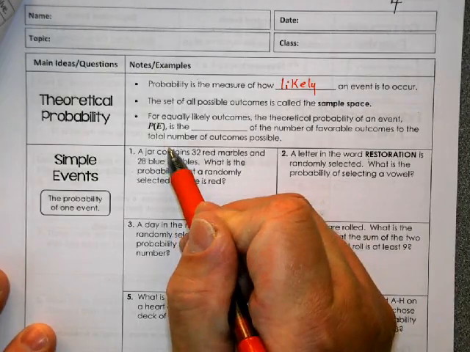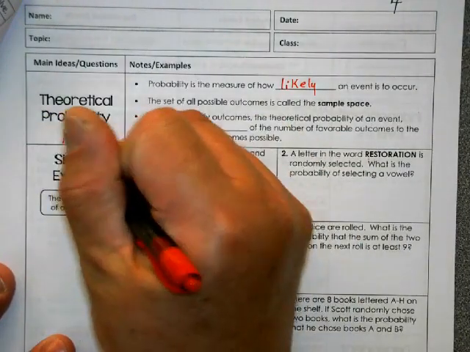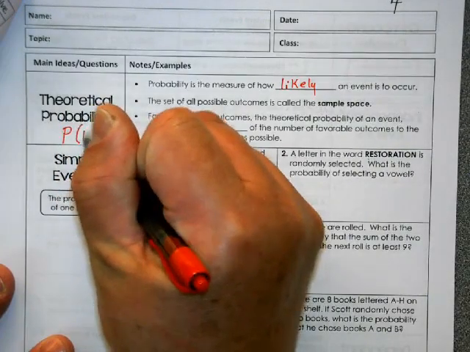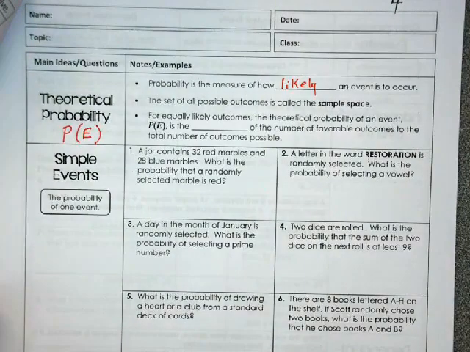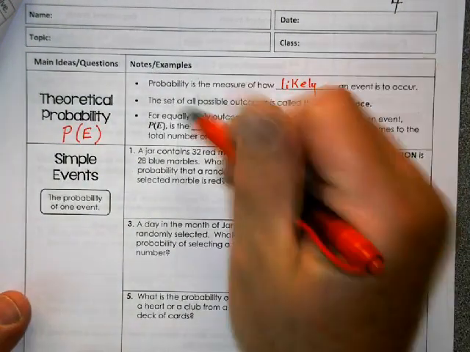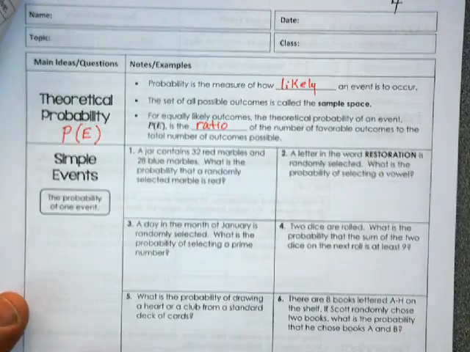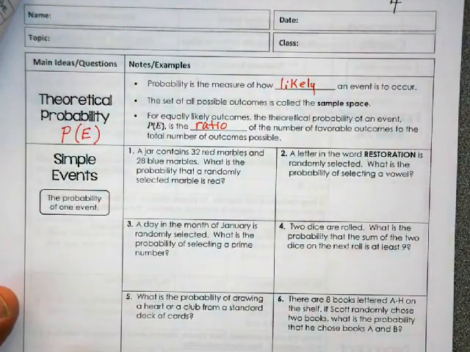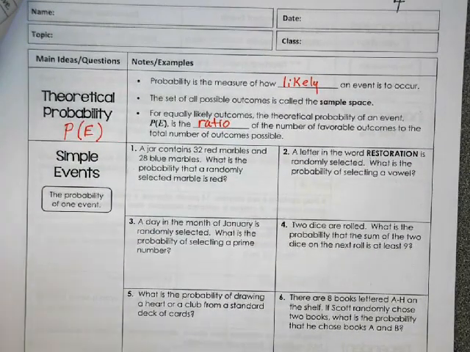Now, this is a symbolization of a theoretical probability. Probability of an event is the ratio or fraction, right? Ratio is just a fraction, division, of the number of favorable outcomes to the number of outcomes possible. Now, do you guys remember 6th, 7th, 8th grade and all that?